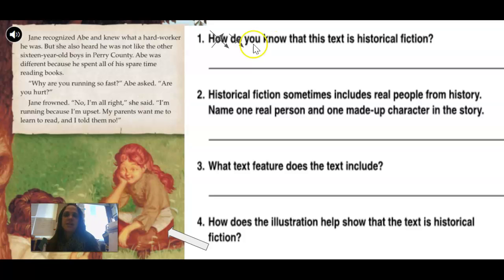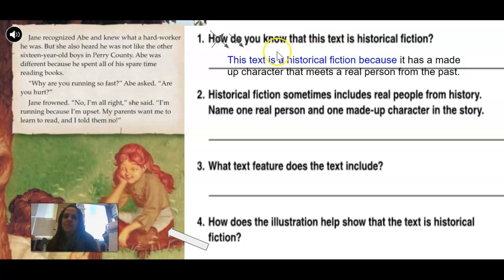I can restate this question by saying, you know that this text is historical fiction by, or I can just simply start the sentence by saying, this text is historical fiction. In blue, I have my restatement with my why. This text is a historical fiction because it has a made-up character that meets a real person from the past. So I used my slide with my anchor chart, the features of a historical fiction. You can also use this video to help you answer your questions.